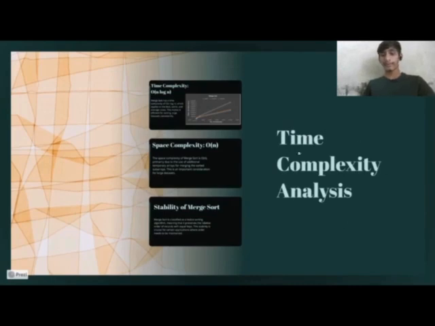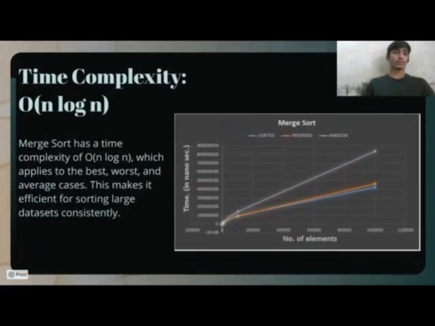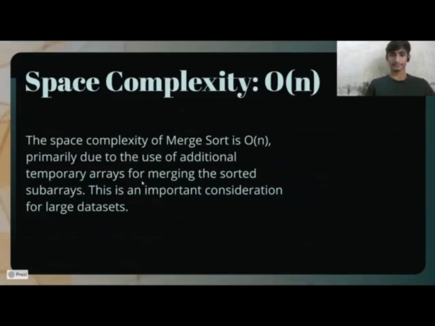Now what is the time complexity? Let's analyze it. The time complexity of merge sort is O(n log n), which applies to the best, worst and average cases. All three cases have the same time complexity. This makes it efficient for sorting large datasets consistently. Space complexity: the space complexity of merge sort is O(n), primarily due to the use of additional temporary arrays for merging the sorted subarrays. This is an important consideration for large datasets.